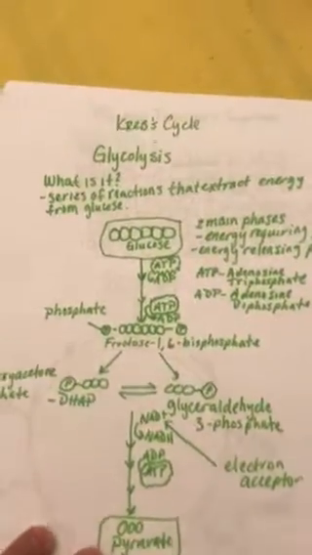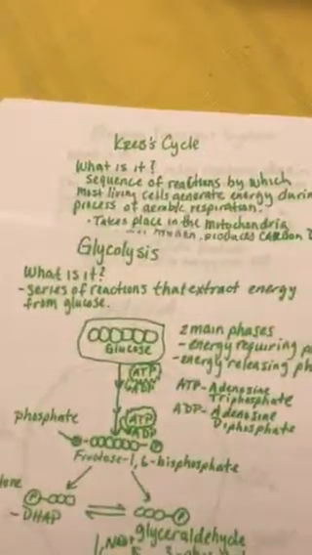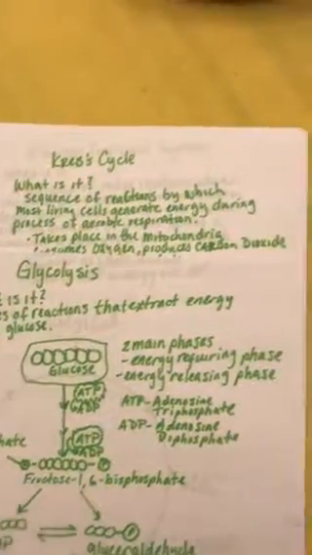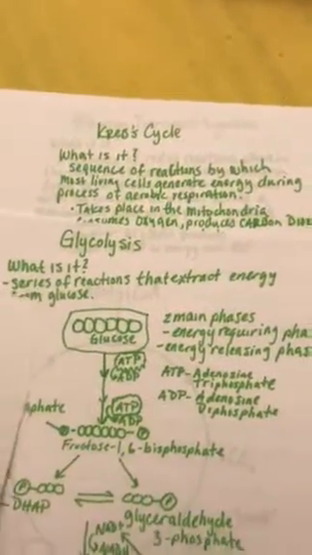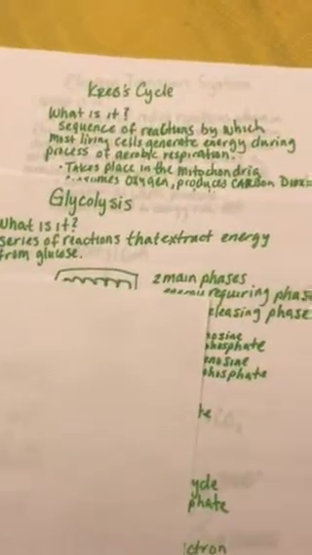The next thing I'd like to go over with you is the Krebs cycle. The Krebs cycle is a sequence of reactions by which most living cells generate energy during the process of aerobic respiration. It takes place in the mitochondria, consumes oxygen, and produces carbon dioxide and water as waste products, and it converts ADP to energy-rich ATP.